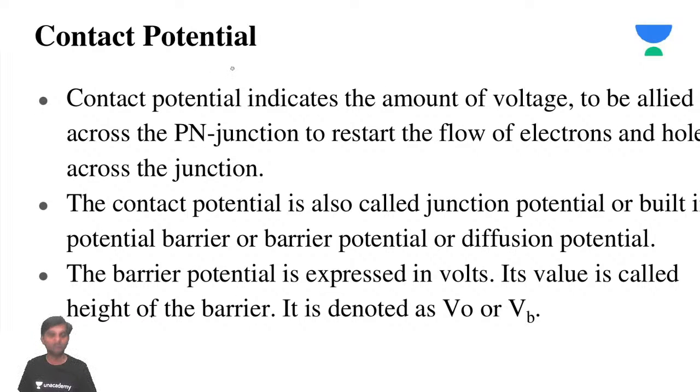Now we will see what is contact potential. Contact potential indicates the amount of voltage to be applied across the PN junction to restart the flow of electrons and holes across the junction. So now what happens, sir?